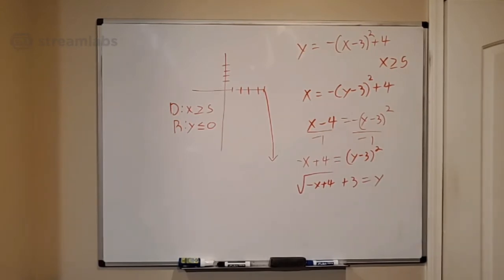If it would have been negative or smaller than something, then I might have needed the negative version. So we do have to be very careful.